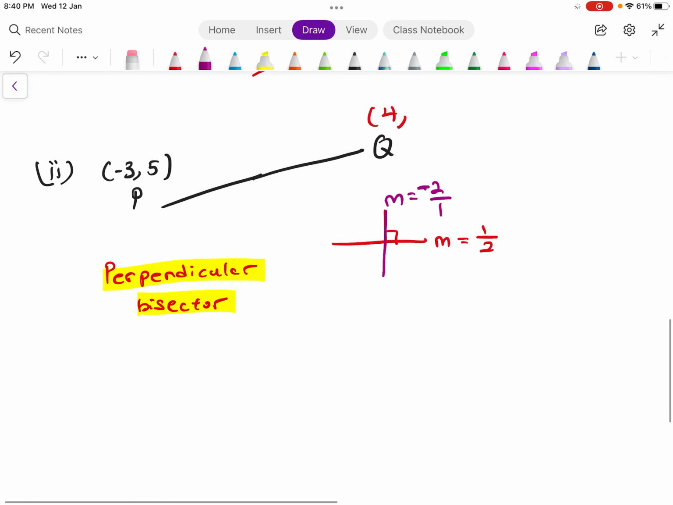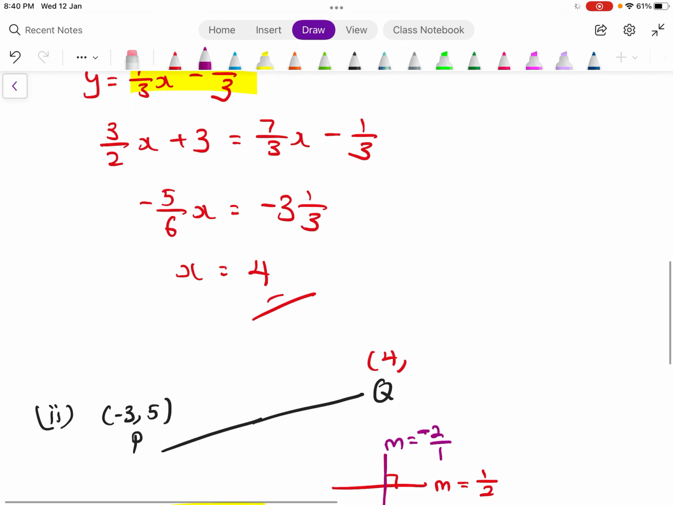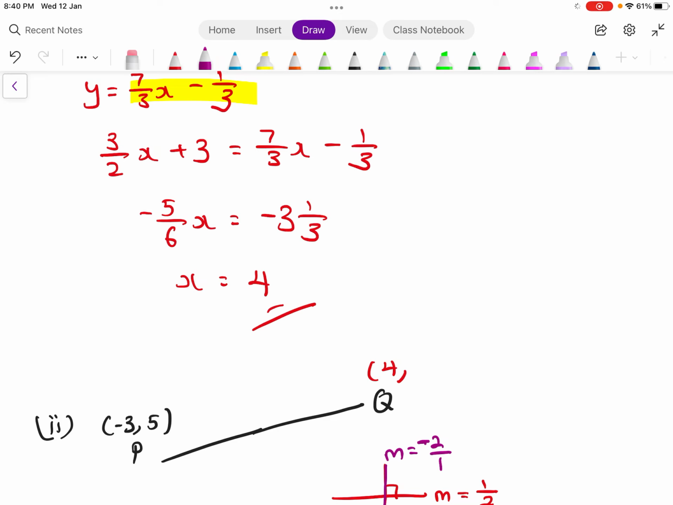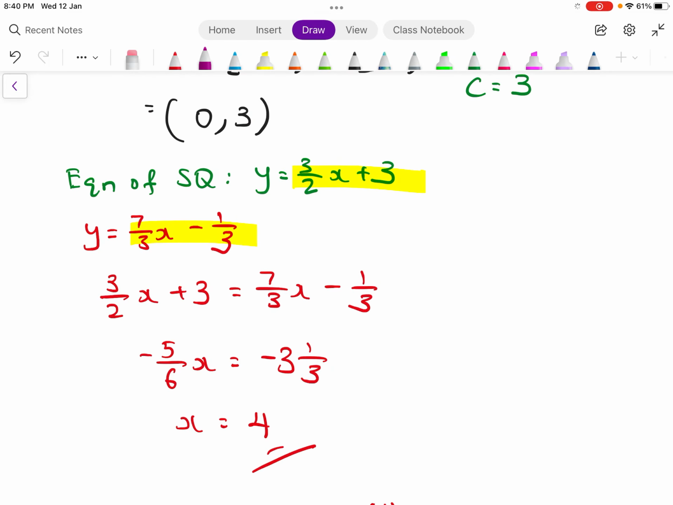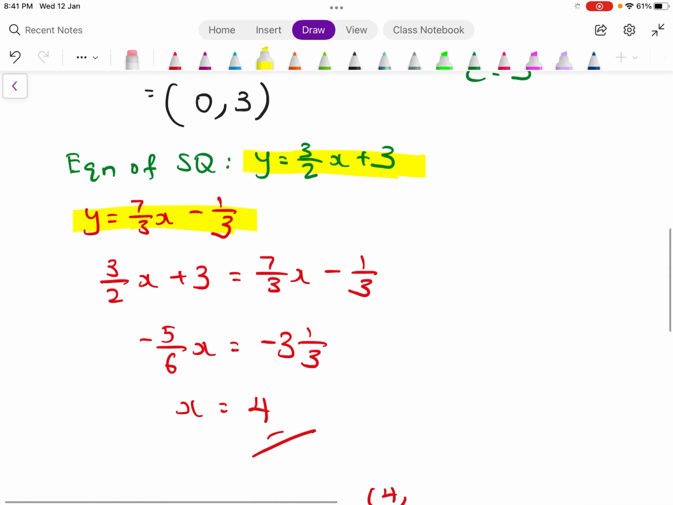If you look at this, for part I, I've gotten x equal to 4, which is the x coordinate of point Q. What is left for now is to determine the y coordinate of point Q. This one is quite simple, right? You can sub x equal to 4 into any of the equations. You can sub into this equation, or into this equation. They should give you the same result. If they don't, it means your answer is already wrong.